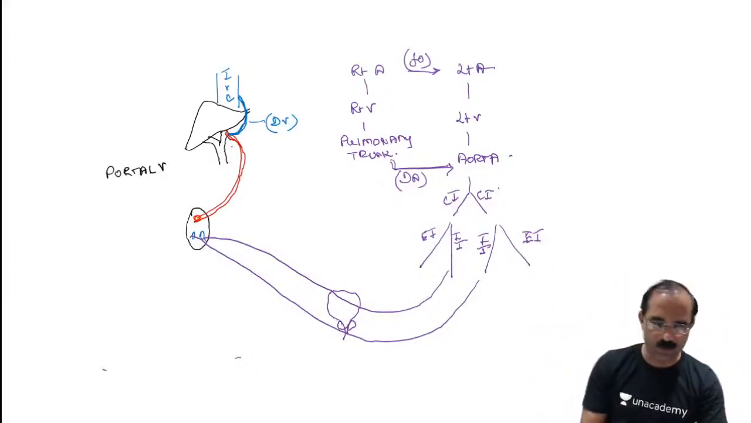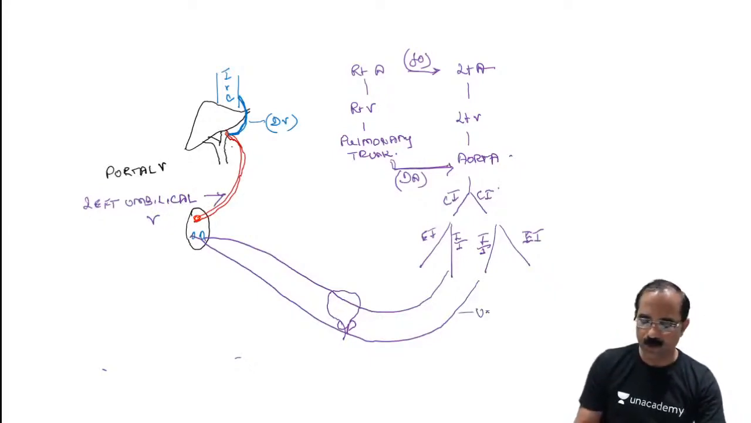This is fetal circulation. This is very important. Look at this, each and everything you have to know. This is the left umbilical vein. Is this clear, students? If there's anything which is not clear, you tell me. And this is the umbilical artery. That's the umbilical artery.